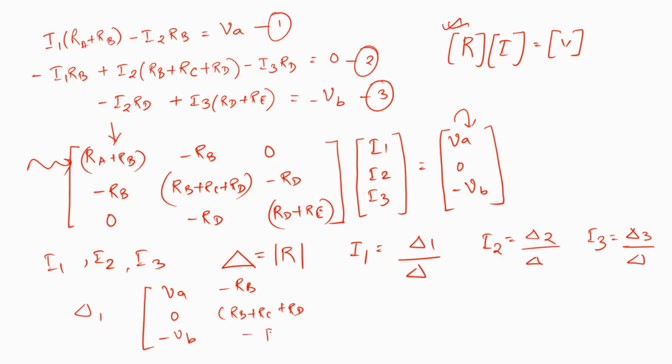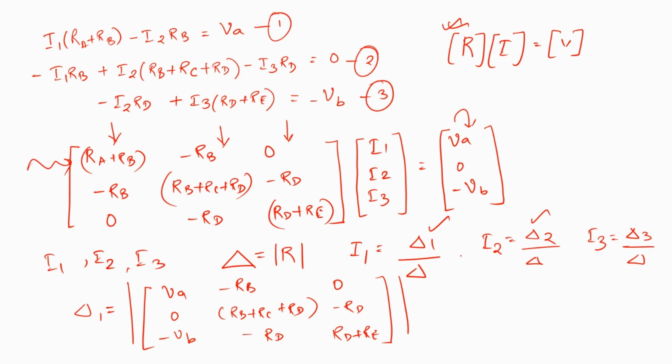And minus RD, I can have a 0 here, RD and RD plus RE. Now, if I compute the determinant of this matrix, that would actually result in delta 1. So, if I want to compute delta 2, I have to replace my second column in the resistance matrix with the constants of my equation. And for delta 3, similarly, the third column has to be replaced with the constants, and after which I can compute its determinant to obtain that.